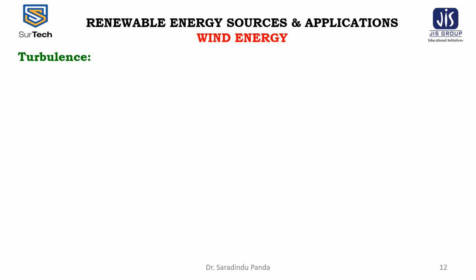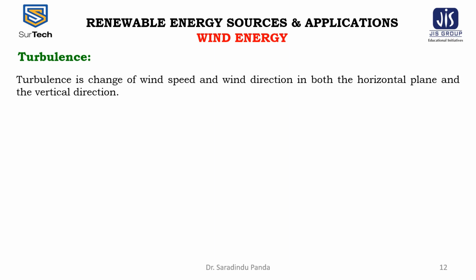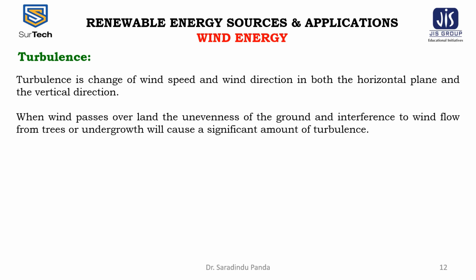Now the next topic is the turbulence. The turbulence is change of wind speed and wind direction in both the horizontal plane and the vertical direction. When the wind passes over the land, the unevenness of the ground and the interference to the wind flow from trees or the undergrowth will cause a significant amount of turbulence.